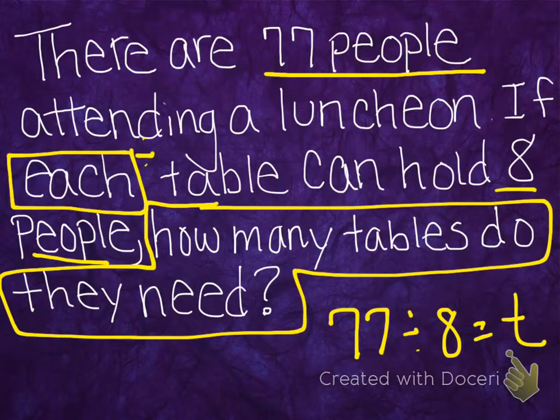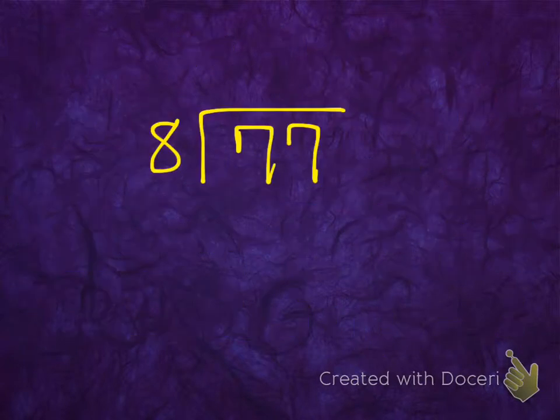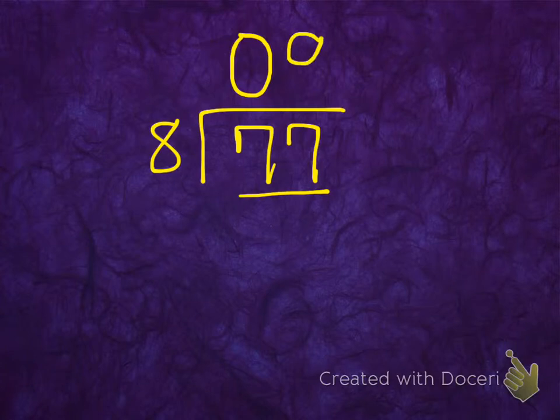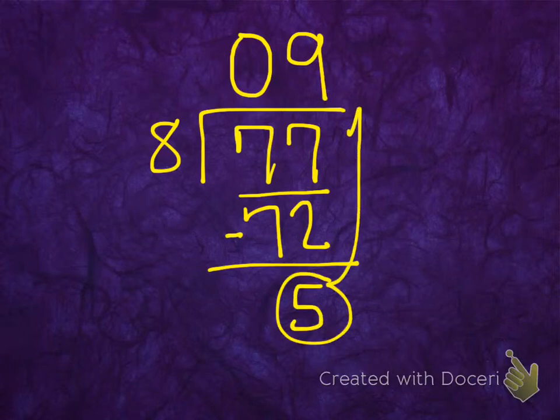So now, on your marker board, please solve this problem, and let's figure out what we need to do if there's a remainder. So if I have 77 divided by 8, if I have 7 apples, can I put that into groups of 8? No, so we put a 0 above it. Then I move over to 77. 8 times 9 is 72, so I subtract and get 5. I now have a remainder of 5.